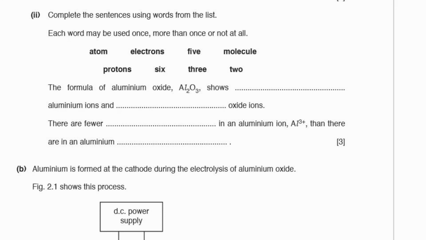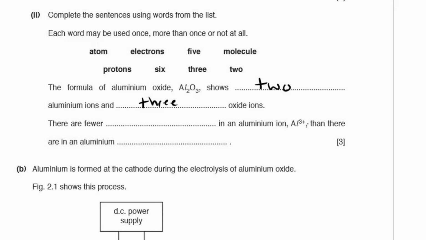A2. Complete the sentences using words from the list. Each word may be used once, more than once, or not at all. Okay, so the formula of aluminium oxide, Al2O3, shows how many aluminium ions? Well, Al2O3, there are 2 aluminium ions. Okay, and how many oxide ions are there? There are 3. There are fewer somethings in an aluminium ion, Al3+, than there are in an aluminium something else.